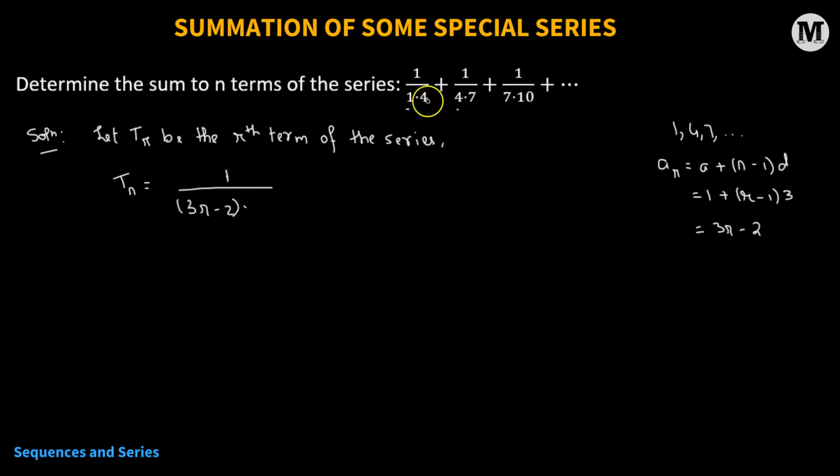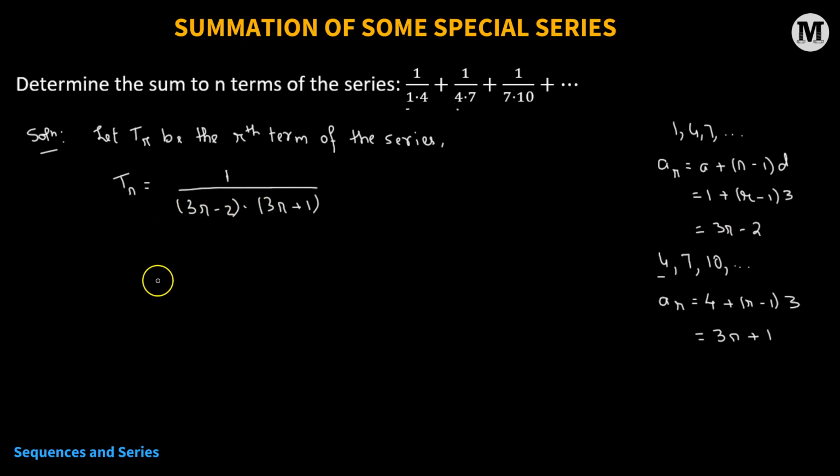This is going to be multiplied with the second number in each denominator, which starts with 4, then 7, then followed by 10, and so on. These terms form an arithmetic progression with first term 4 and common difference 3. We can define this rth term as 4 added to r minus 1 times the common difference d. So that means we have 3r plus 1. We substitute this, and this clearly is going to be the rth term of the series.